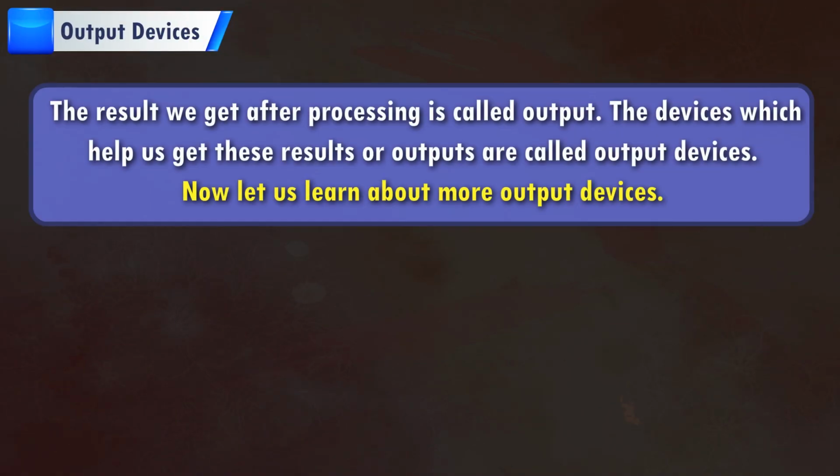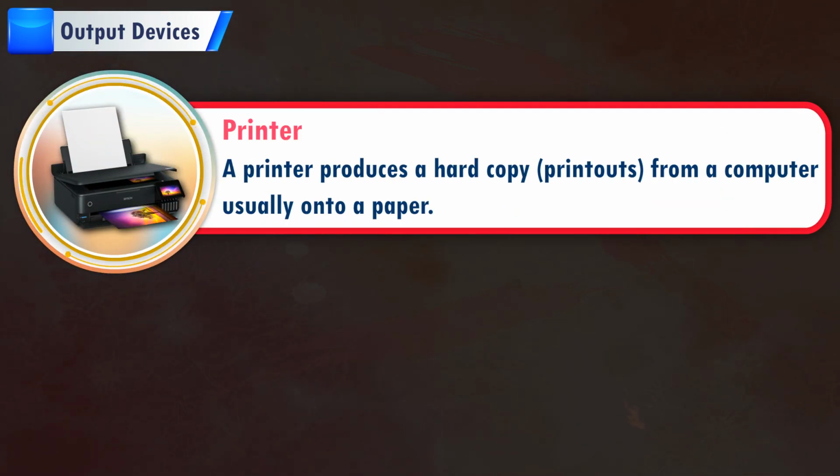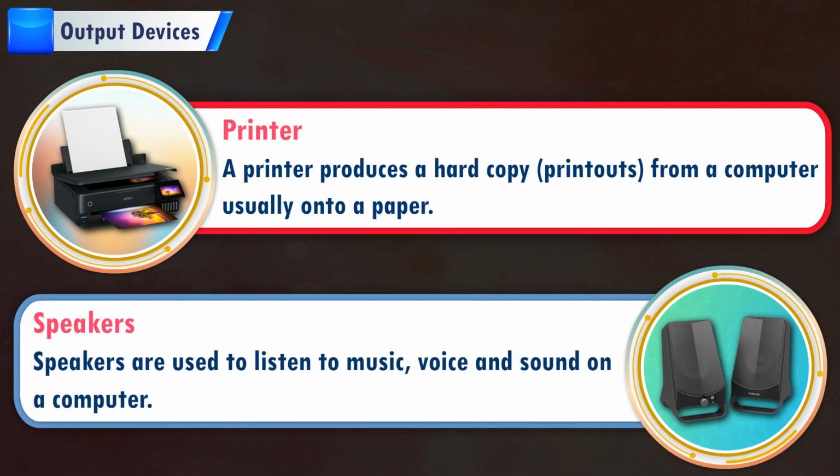Output devices. The result we get after processing is called output. The devices which help us get these results or outputs are called output devices. Now, let us learn about more output devices. Printer. A printer produces a hard copy, printouts, from a computer, usually onto paper.